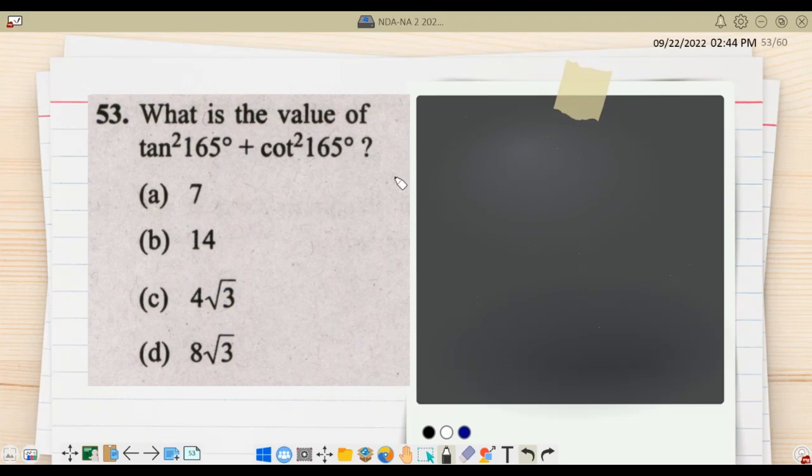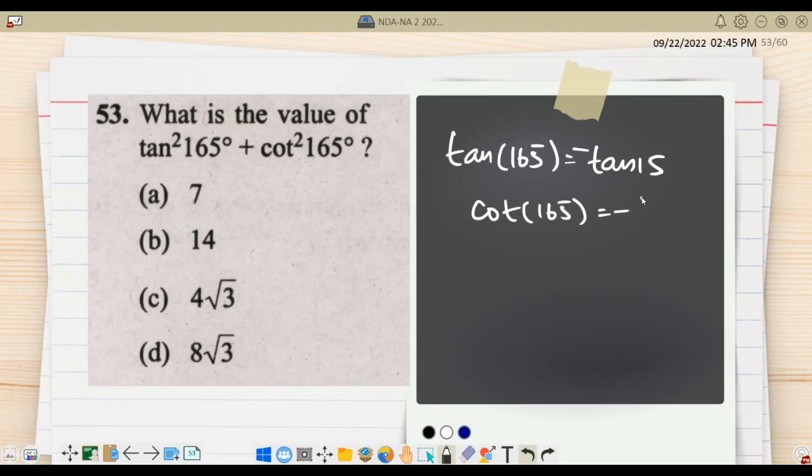Moving on to the next question, 53. What is the value of tan square 165 plus cot square 165? So tan 165 can be written as minus tan 15, right? And also cot 165 can be written as minus cot 15. So since there are squares, either way we're going to lose the negative. We can use this instead, because 180 minus 15, 180 minus 15. That is why I'm writing 15, 15.